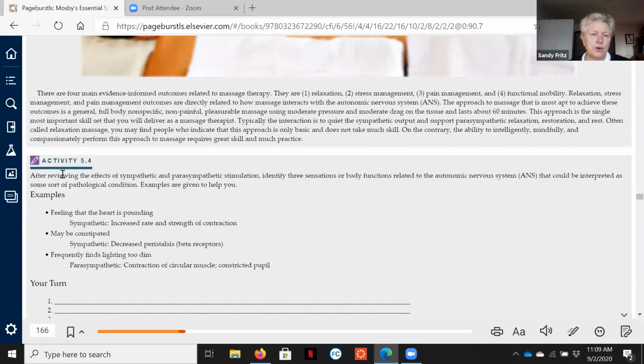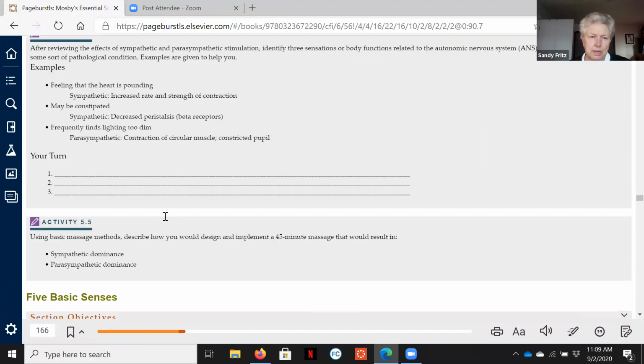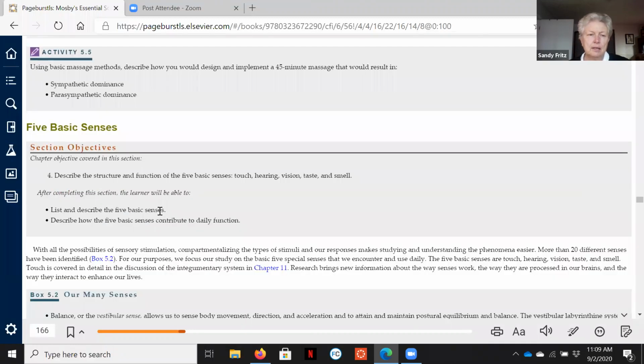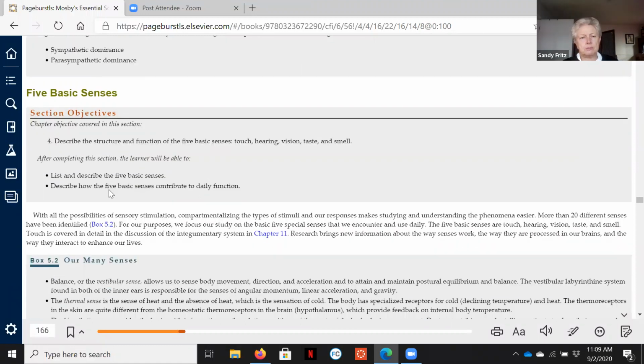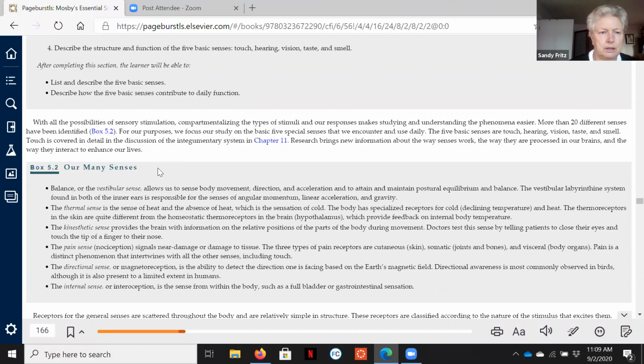So another activity here: stop and read your professional applications, do the activities. And then finally, before we get to the pathology, we're getting into the other sensory mechanisms that we have.